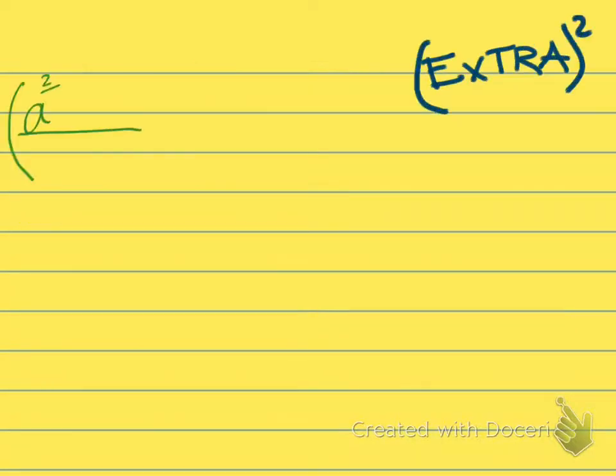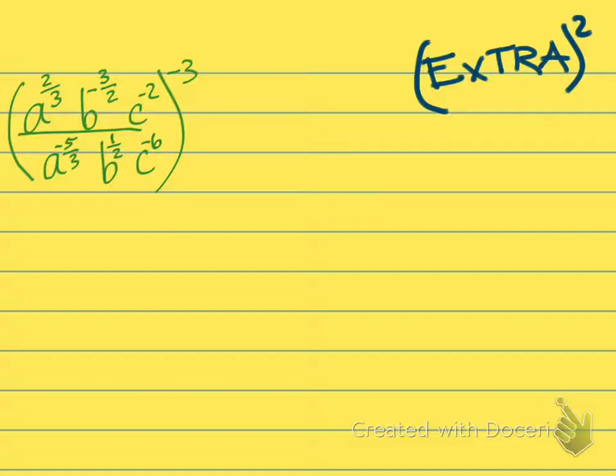Let's do one extra, complicated problem, I mean to say. So we've got now rational exponents that are positive and negative inside a fraction, and the whole fraction is raised to a negative exponent, okay? So this is like a kitchen sink kind of problem. It's got all kinds of stuff in it.